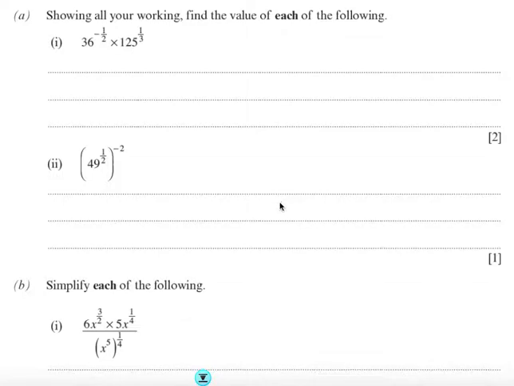Showing all your working, find the value of each of the following. Okay, so make sure you show your working. You can check this, of course, on your calculator, but this is all about working. So 36 to the minus a half. I'm going to rewrite that.